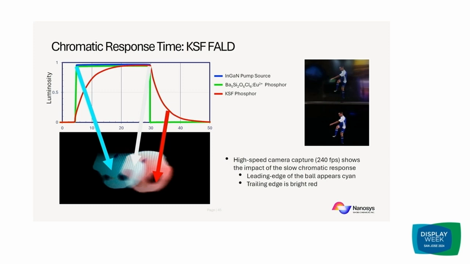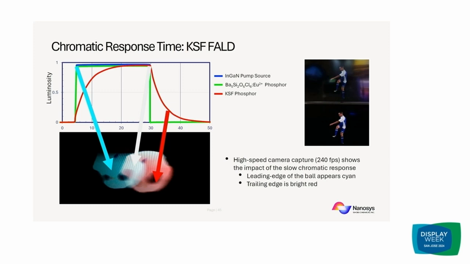If you look at individual frames of this display, you'll see that in the forward leading edge of the soccer ball, you'll actually see a cyan image of the ball, and that's because you're seeing photons from the blue and green channels. And then the trailing edge of the moving object will appear quite red, and that has to do with the decaying emission from the KSF phosphor.